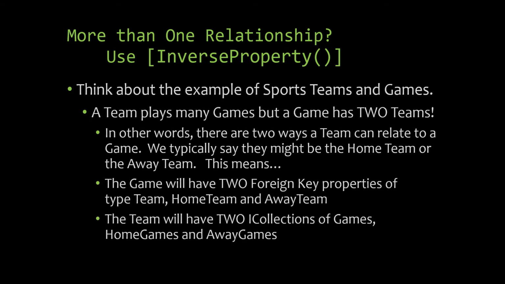Well, the game, okay, the dependent entity will have two foreign key properties of type team. So typically we might call them then home team and away team, but they're both teams, right? And then back in the principal entity, the team will have two ICollections of games, right? So we'll probably call them home games and away games. Well, it sounds simple enough, doesn't it? Right? But we have to clarify it a little bit further with some annotations to help Entity Framework Core really understand what we're getting at here.